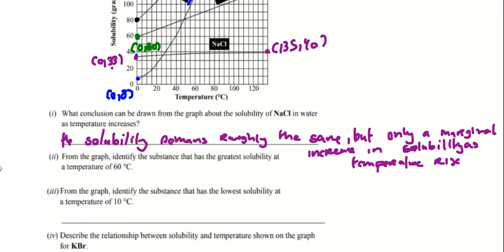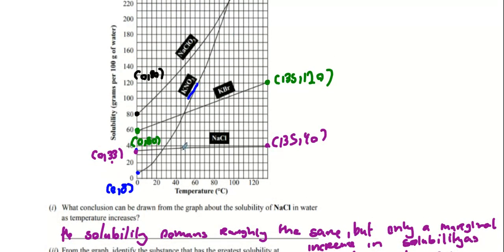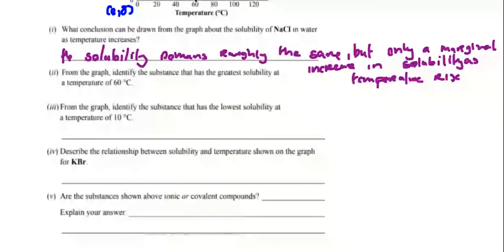Now, from the graph, identify the substance that has the greatest solubility at 60 degrees. So at 60 degrees, which one's the tallest? So what we're going to do is we're going to draw a line straight through 60, and whichever line we hit last has the greatest solubility. We already hit NaCl, we already hit KBr, we already hit KNO3, so it's the last one, it's NaClO3.